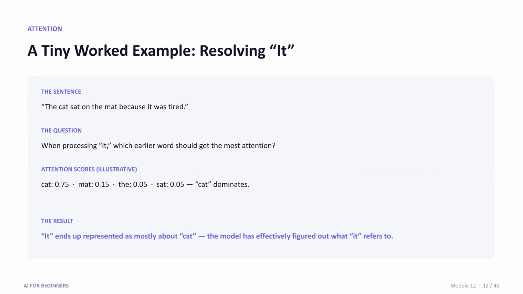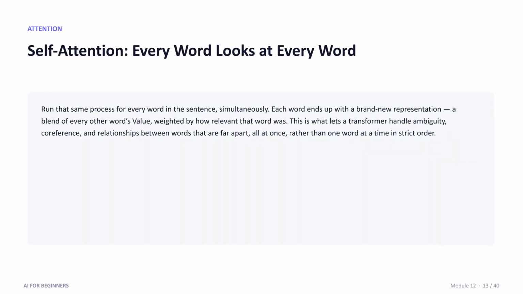In a sentence like, "the cat sat on the mat because it was tired," attention scores allow the model to link the word it strongly to cat, effectively resolving pronouns by analyzing context. This self-attention process runs for every word simultaneously. Each word becomes a blend of others, weighted by relevance, allowing the model to understand complex relationships between distant words.